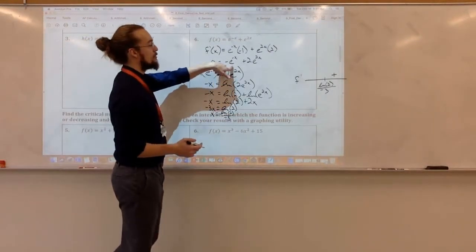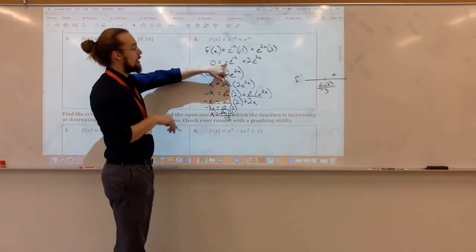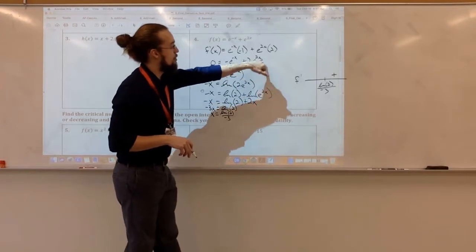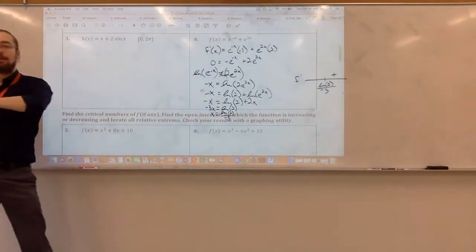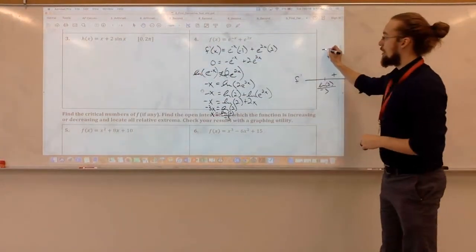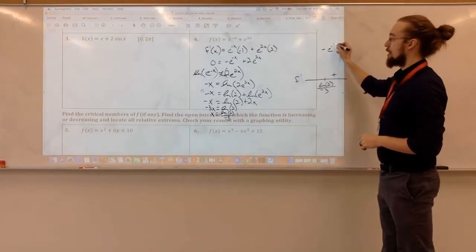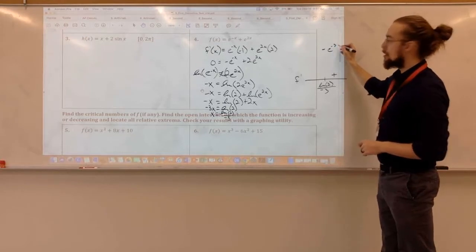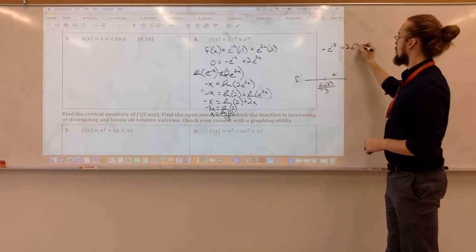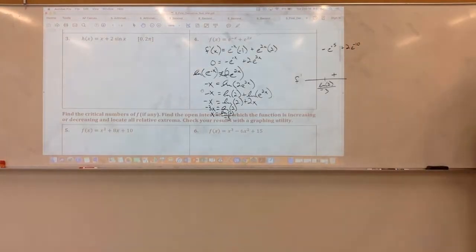So if I plug -5 in here, I've got -e to the -5th plus 2 times e to the -10th. Right? So if we write that out, we got -e to the negative, well, it would be positive 5th. Thank you. Plus 2e to the -10th. Is that going to be positive or negative?